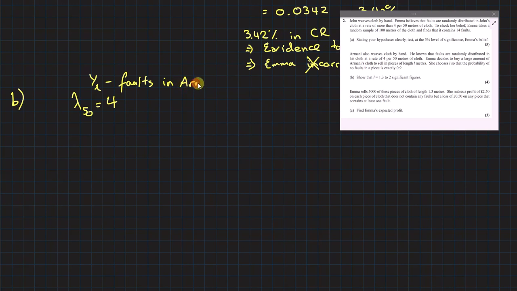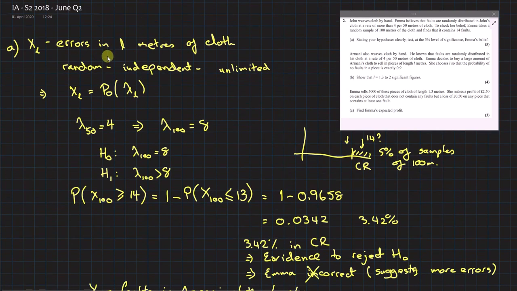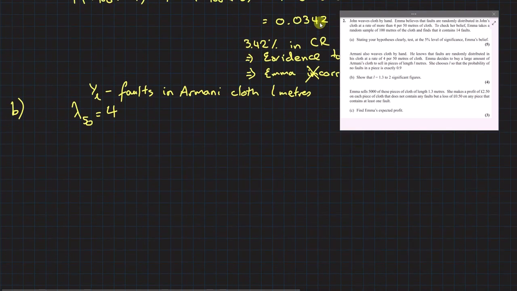Amani's sheets. The first part was dealing with John, for L meters. So my X above was for John. So I'll just add that note on the top. So scrolling in, lambda is now 4 in 50.